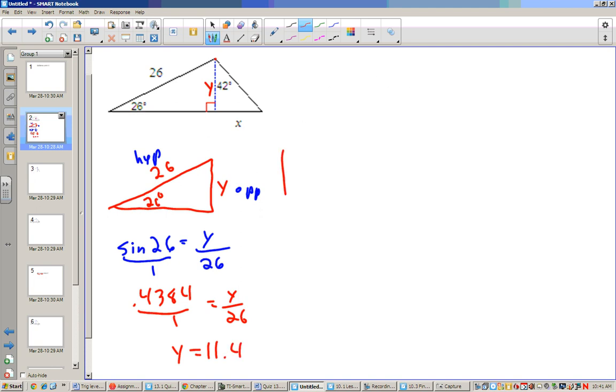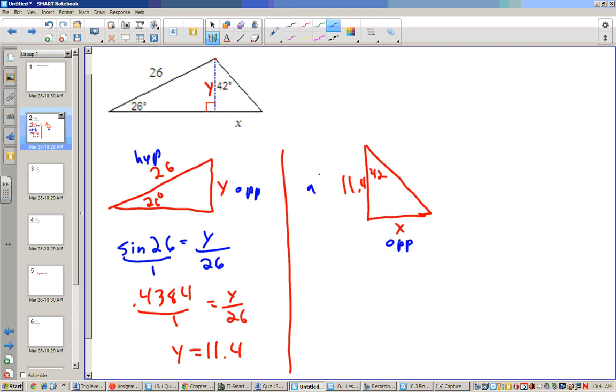Now let's draw out our second triangle, now knowing that y equals 11.4. On this right-hand side, this side is 11.4. Down here is x, and I know this angle up here is 42. Well, across from 42, this is the opposite, and over 11.4 is our adjacent. So now I have to use tangent of our 42 degree angle to solve for x. And tangent is opposite over adjacent, or x over 11.4.